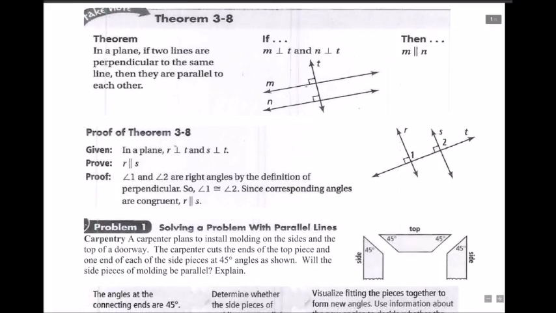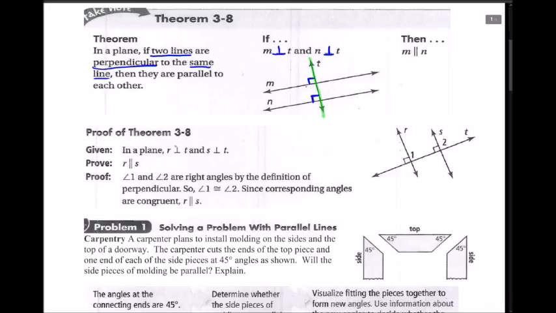Our next one here, no name, so you'll have to write it out, says that in a plane, that's important and we'll see why later, in a plane, if 2 lines are perpendicular to the same line. So let's see what that does for us here. We know that line M is perpendicular to line T, and line N is perpendicular to line T. So we have 2 lines that are perpendicular to the same line. Our same line here is line T.